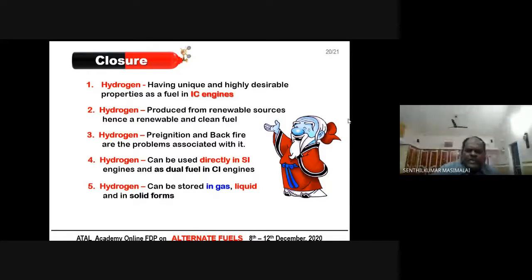Hydrogen can be directly used in spark ignition engines because of the favorable properties. Hydrogen can also be used in compression ignition engines under dual fuel mode of operation. If you look at the storage, hydrogen can be stored in gas, liquid, and solid forms. So with this, I stop.